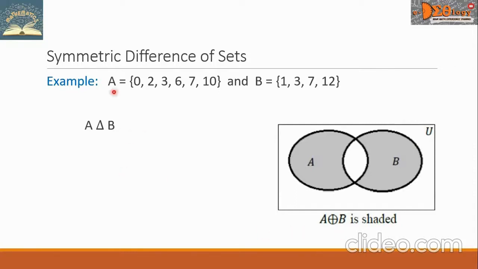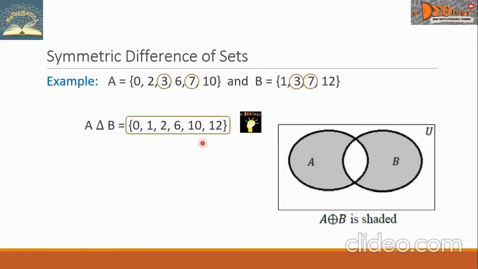Let us observe that the two sets A and B have two common elements, and those are the 3 and 7 respectively. For our answer, we're going to write all the elements of A and B combined except those common elements. So the elements of A delta B equals 0, 1, 2, 6, 10, and 12. This is the final answer.